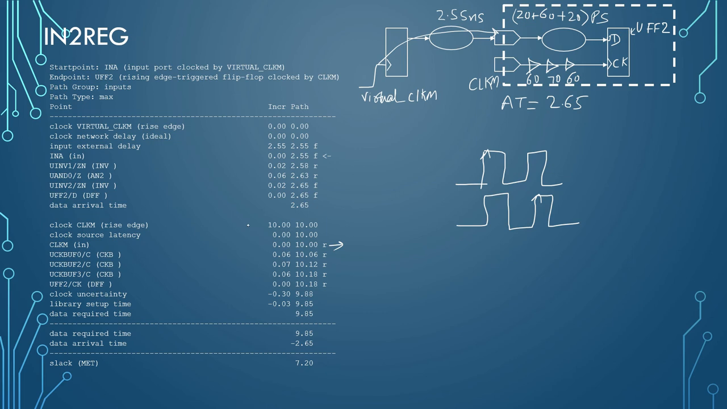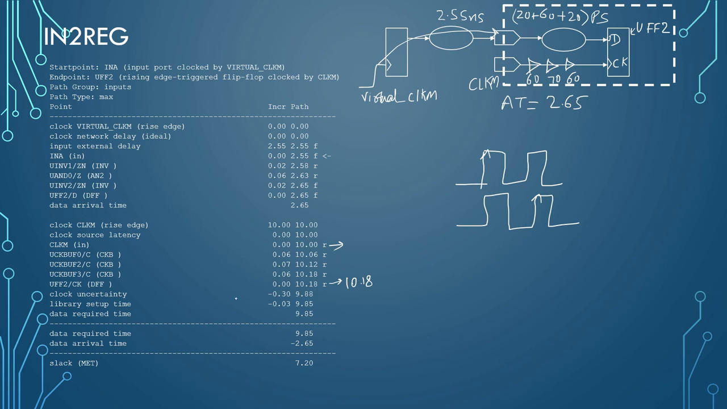That is 0.19 nanoseconds getting added to this 10 nanoseconds. So the total network delay you can see here is 10.18. That means it has calculated approximately 180 picoseconds getting added to this clock period. So the total required time becomes 10.18 nanoseconds.